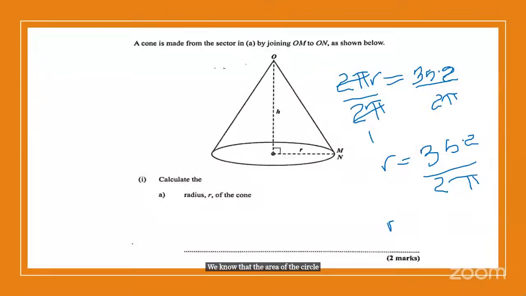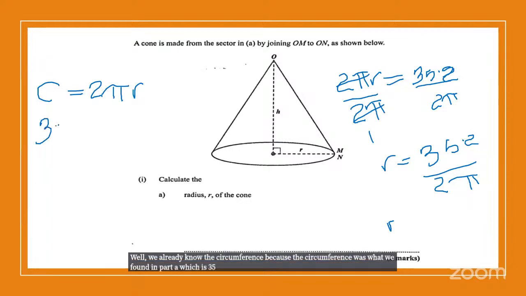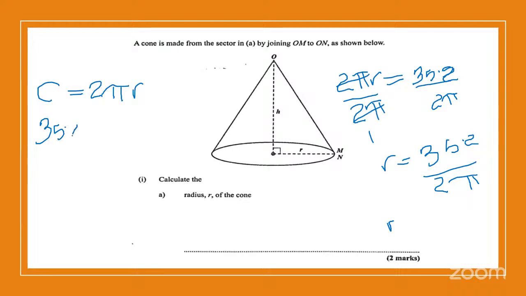Miss, 2 times pi r. 2 times pi r. So we know that the circumference, thank you so much, Sansan. We know that the circumference of the circle is 2 pi r, right? So we know that C is equal to 2 pi r. But we already know the circumference, because the circumference was what we found in part A, which is 35.2. Right? Are you agreeing with that, Amoya?